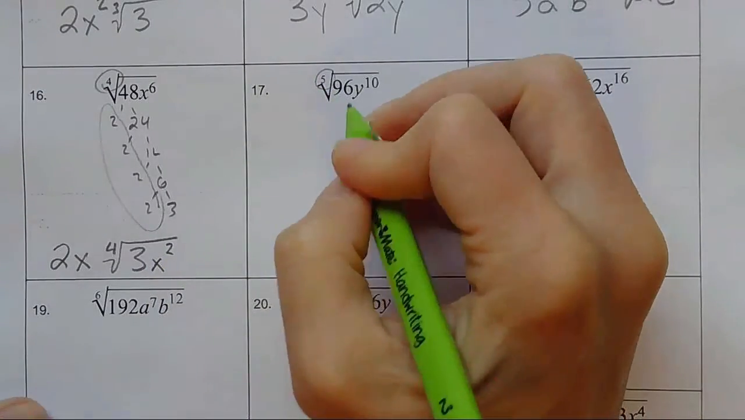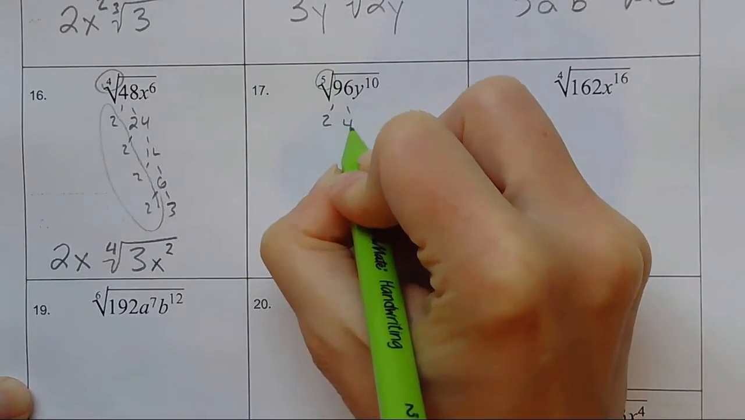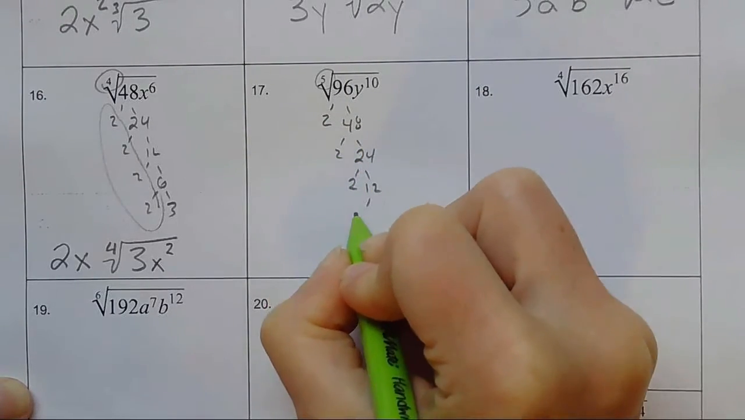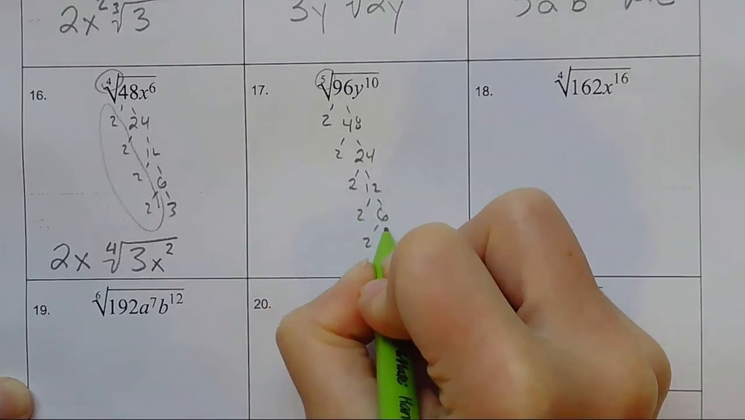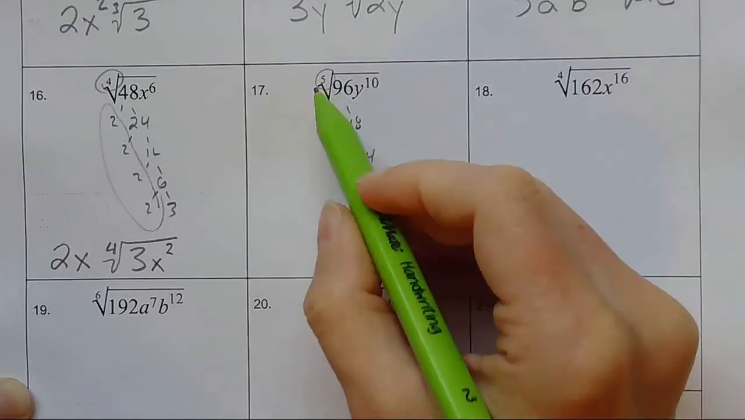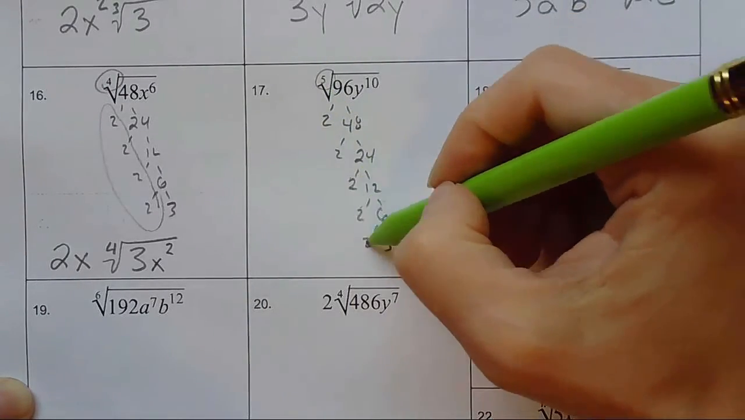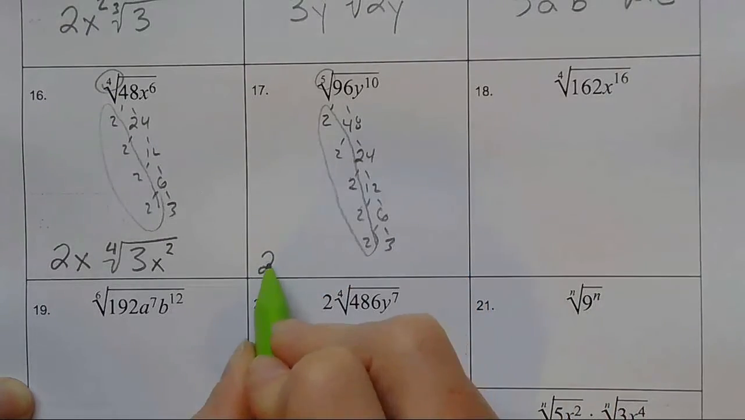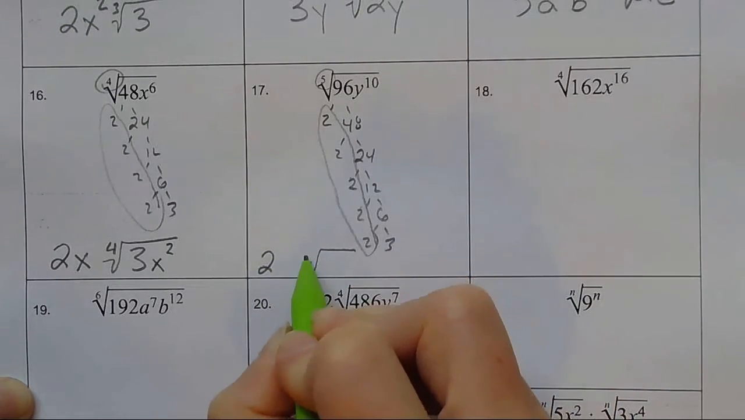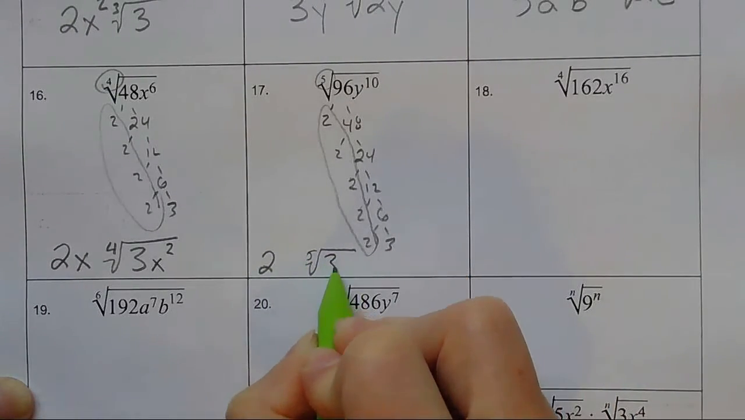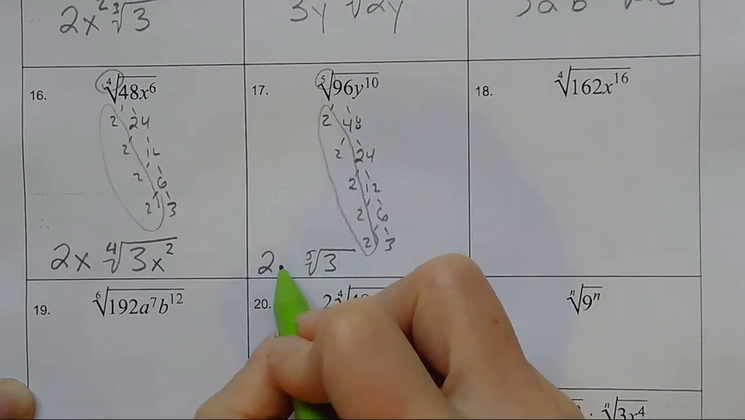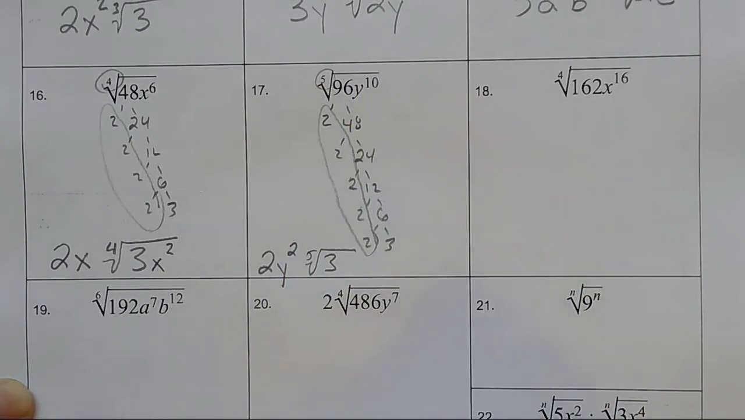5th root, 96. Half of 96 is 48, half of 48 is 24, half of 24 is 12, half of 12 is 6, half of 6 is 3. Looking for groups of size 5. 1, 2, 3, 4, 5. Cool, that's everybody. Pull out that entire 2, skip room for my y. Don't forget your index, put that 3 on the inside. Number is done. 5 goes into 10, how many times? 2 full times. No remainder. I hope I'm not going too fast, but I mean, it's the same.